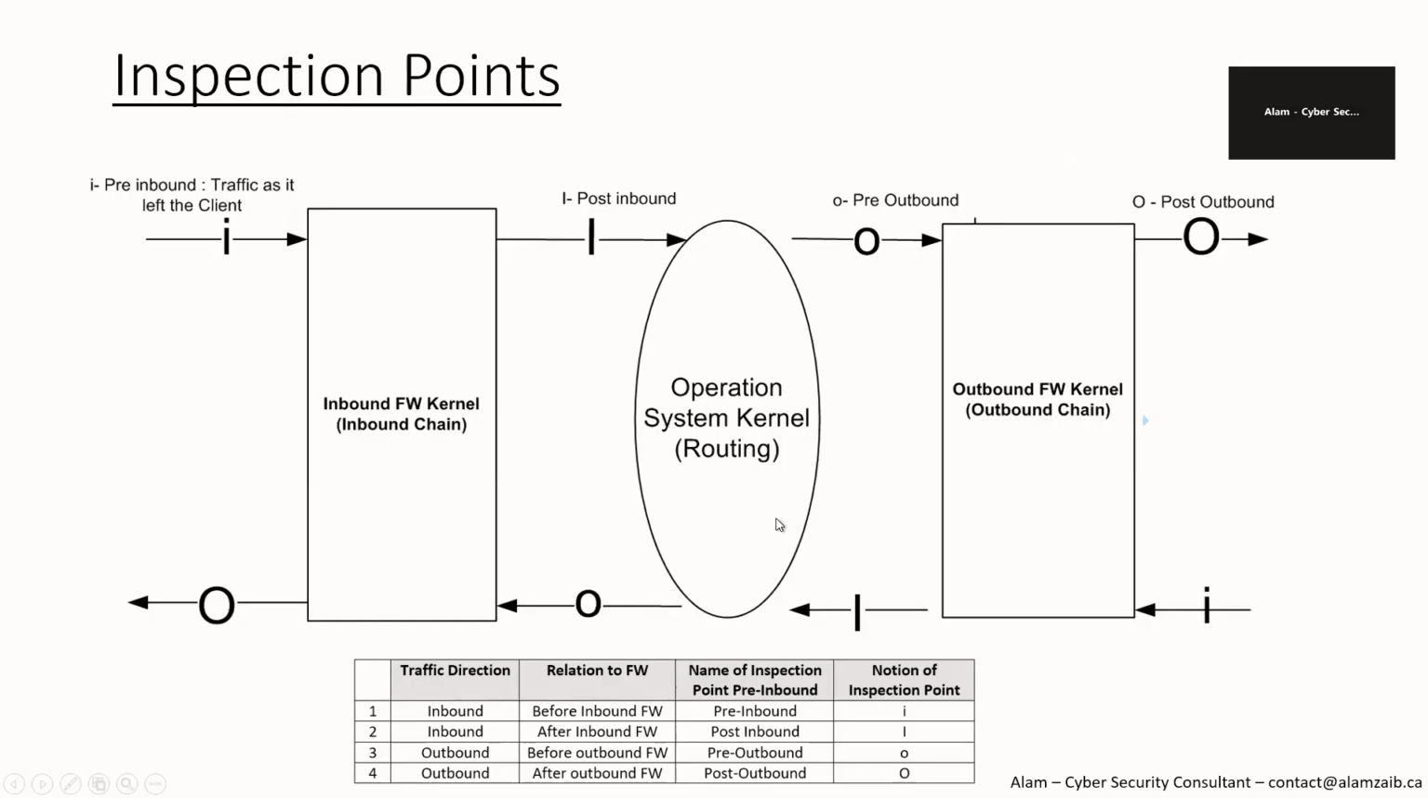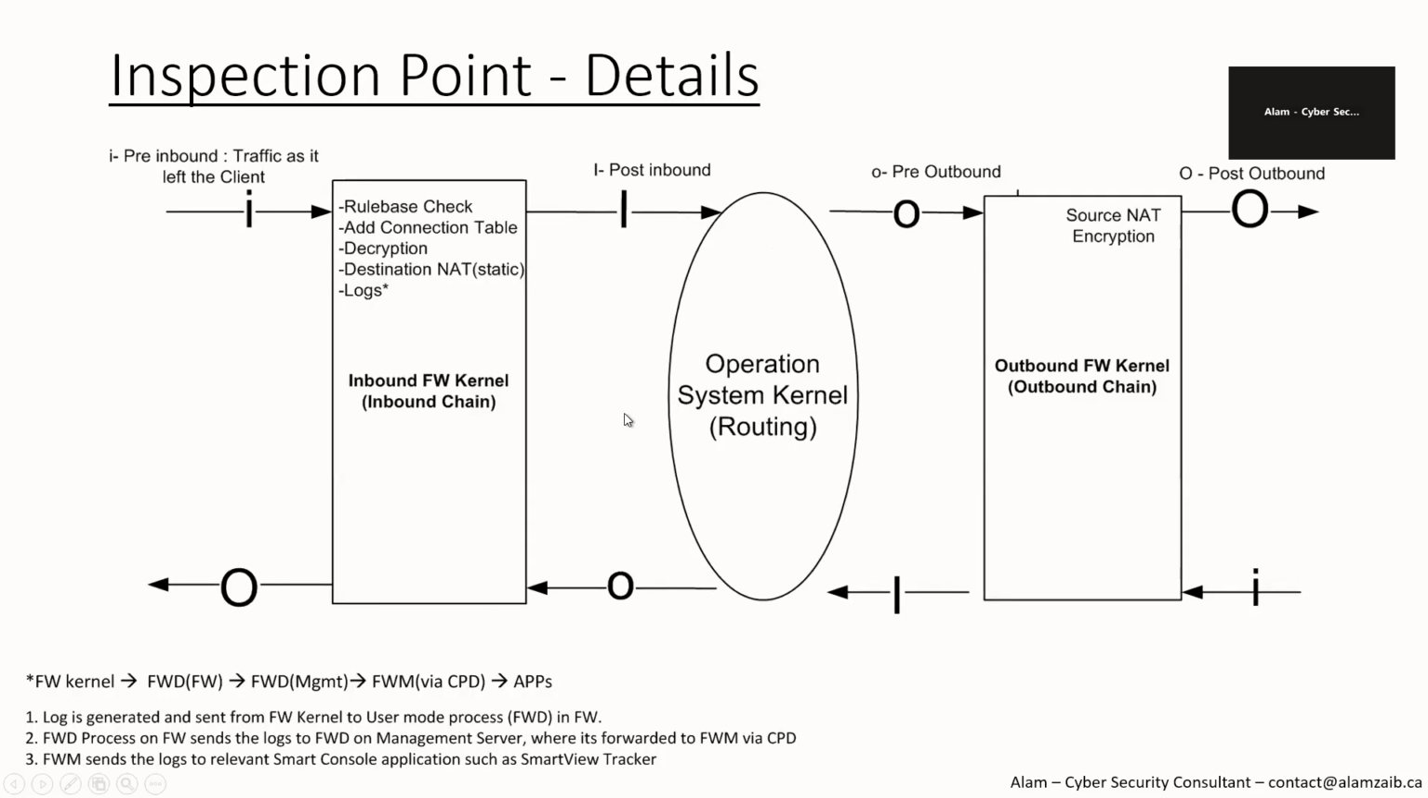So this is now inside the Checkpoint firewall. Again, the traffic hits the inbound kernel here. There are 4 inspection points where we can capture traffic: small i, big I, small o, big O. The thing to remember is small i is before the inbound kernel and small o is before the outbound kernel. So this one explains more in detail what happens at the inbound and outbound kernel.